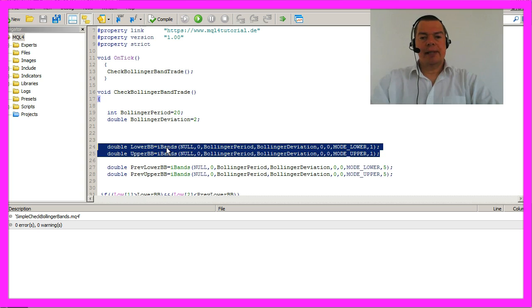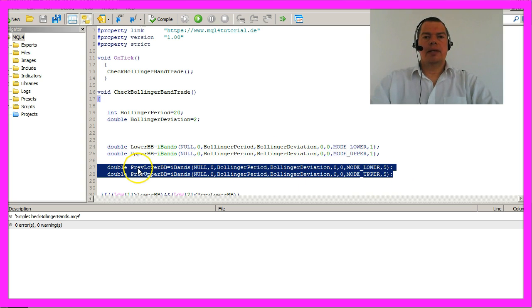These two lines will calculate the lower and upper Bollinger Bands for the last candle. And these two lines will calculate previous Bollinger Bands.